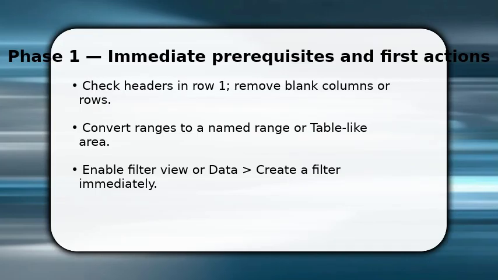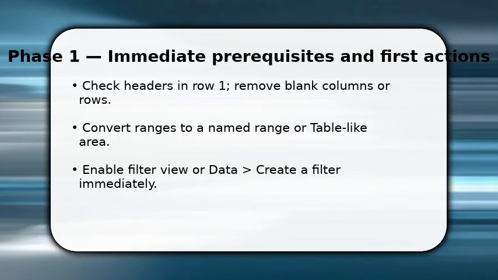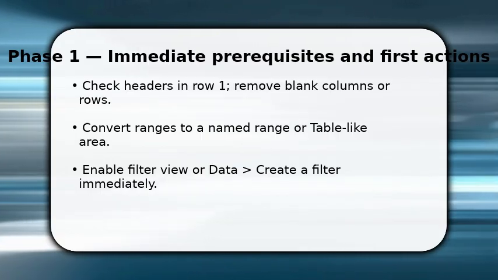You start by preparing the sheet so filters behave predictably. Make sure headers are in row 1 and there are no stray blank rows or columns because filters detect contiguous ranges. Next, select the exact range or name it. This pins the filter to the right area.